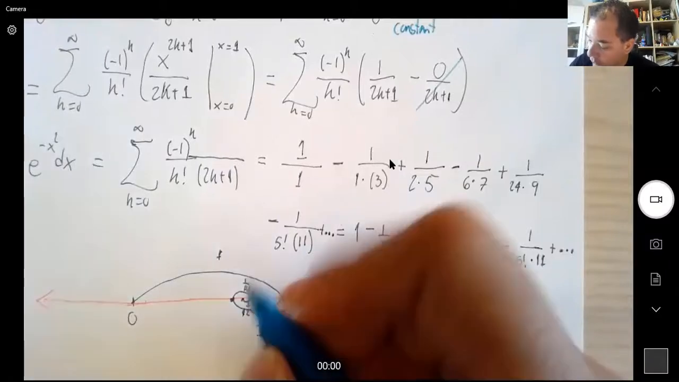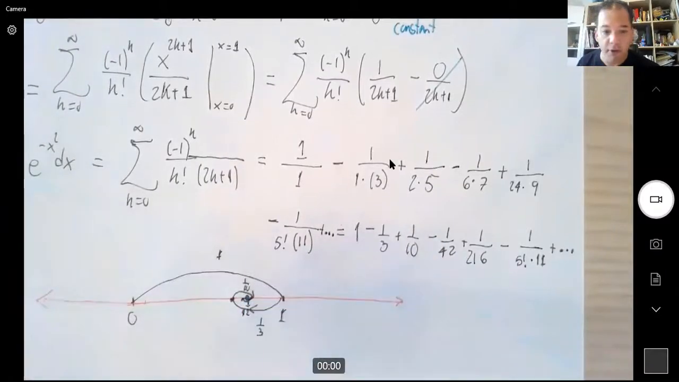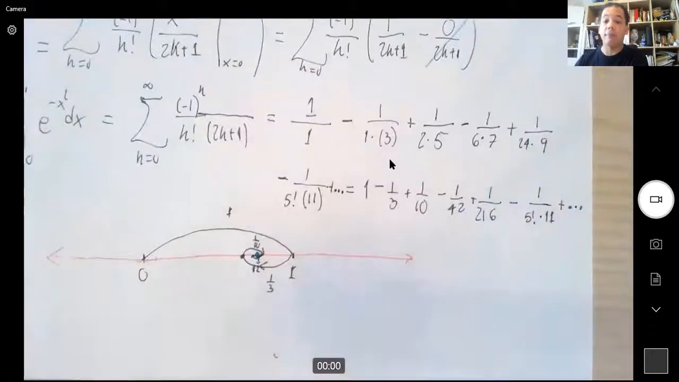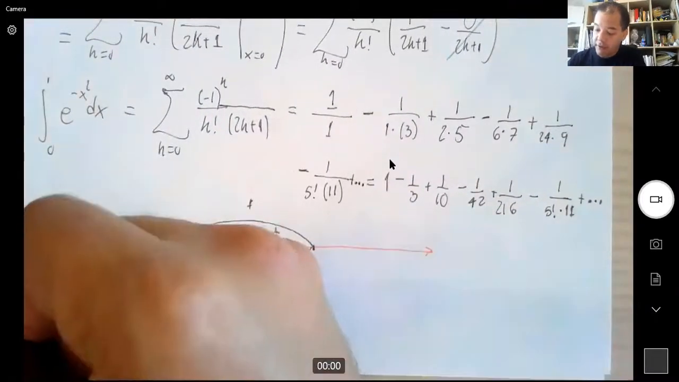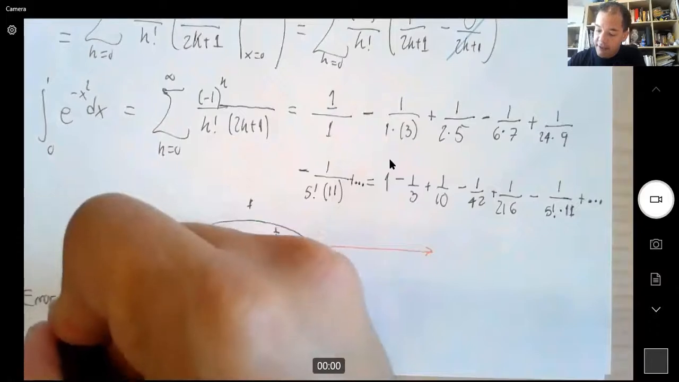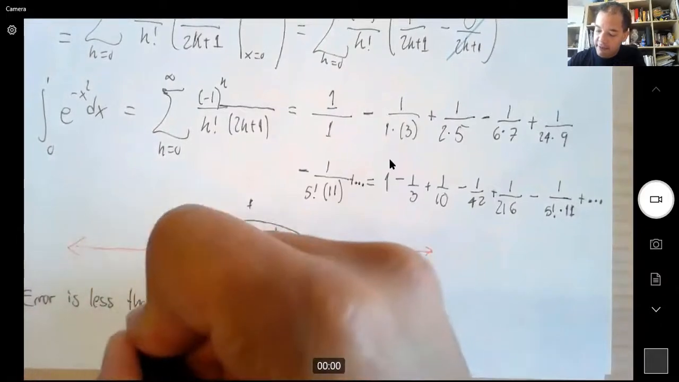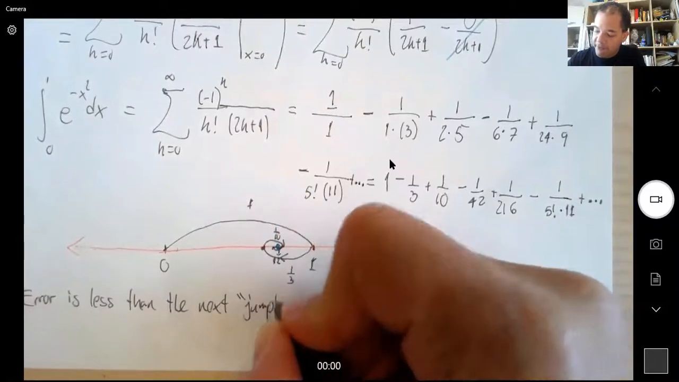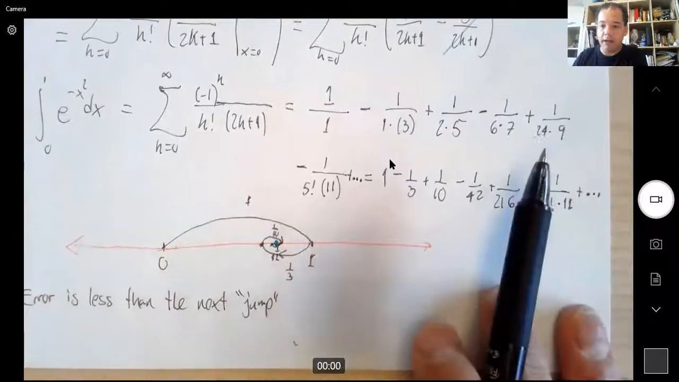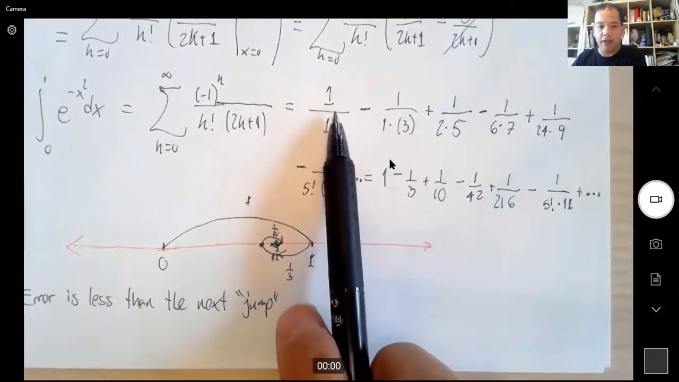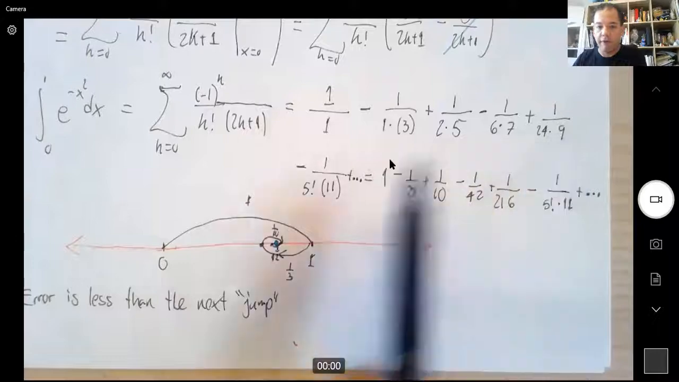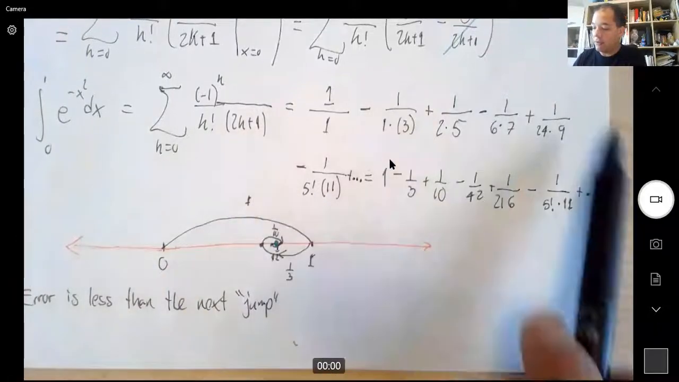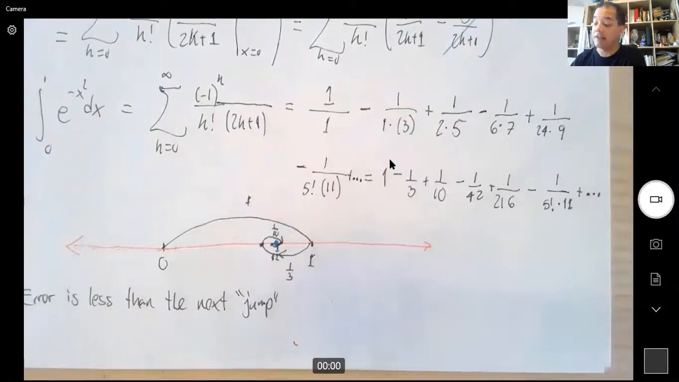So because every new jump is smaller than the previous one, the true value is somewhere over here, right? And the error in the approximation is always less than the next jump. So we learned that when we talked about alternating series. So the error is less than the next jump. So right now, how many did we do? We did k is 0, 1, 2, 3, 4, and 5. So with this one that we did, the error is less than the 6th jump.